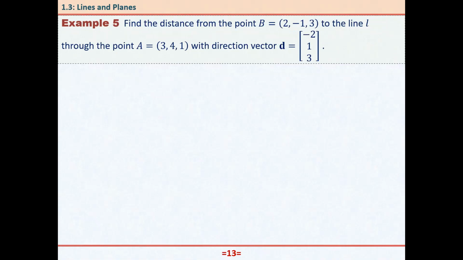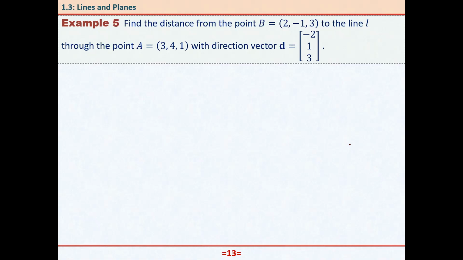In this example, it says find the distance from the point B to the line L through the point A equals (3, 4, 1) with direction vector D. Number one is you have to understand the problem, and immediately visualize it. After that, if possible, draw the geometric description of this problem. Then we can just use algebra to solve it.